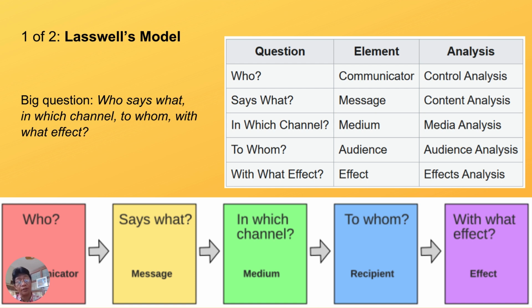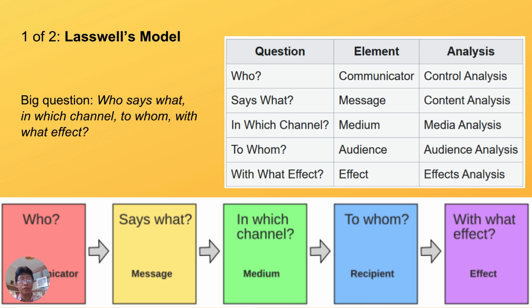It was studied in 1948. It's often summarized in a single question: who says what, in which channel, to whom, with what effect? This model highlights five key elements.